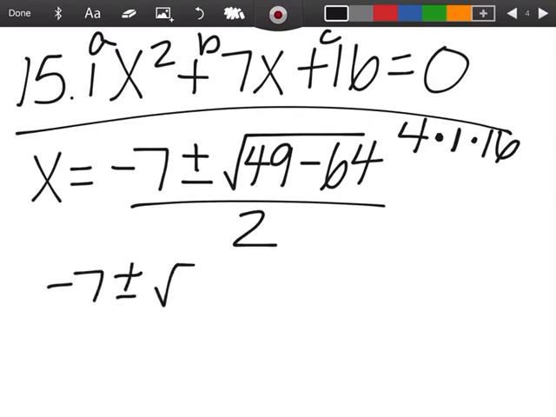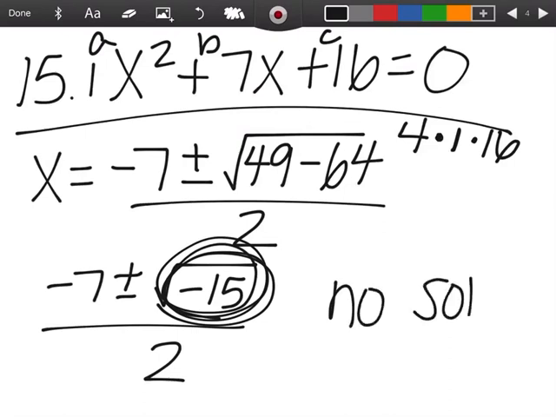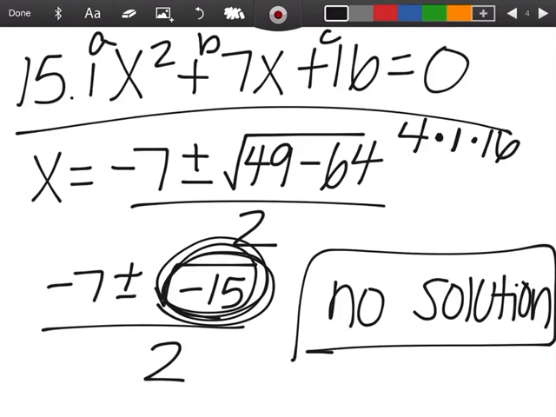So negative 7 plus or minus the square root of 49 minus 64 is a negative number. So if you're trying to take the square root of a negative number, that's not possible. There is no solution. If I were to graph number 15, it would not cross the x-axis. There is no solution. So there can be two solutions, one solution, or no solution. And if you're ever trying to take the square root of a negative number, there is no solution.